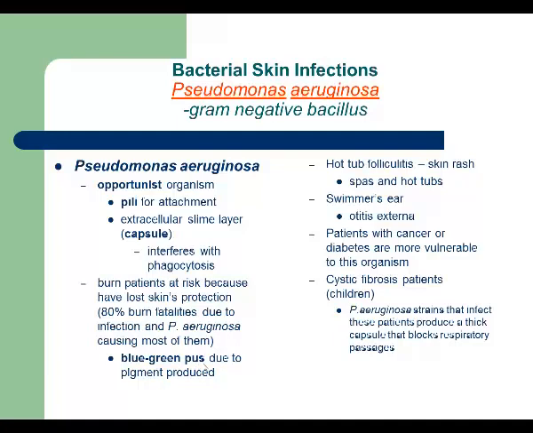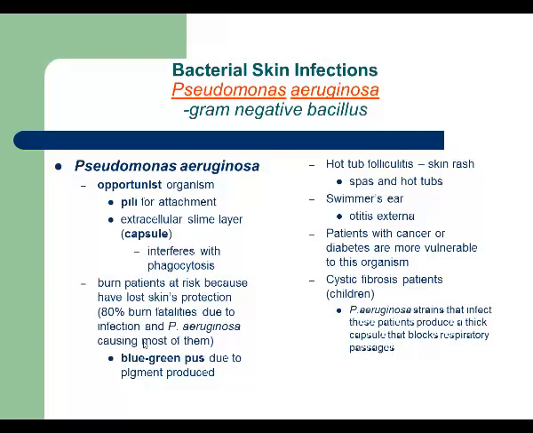It means if pus is produced as a result of infection caused by Pseudomonas aeruginosa, that pus is going to have a blue-green color. As I said, because Pseudomonas aeruginosa is an opportunist, it usually infects already injured patients. And the number one problem today, Pseudomonas aeruginosa causes in burnt patients. As you see from this slide, 80% of burn fatalities are due to infection caused by Pseudomonas aeruginosa. Also, it can cause problems in patients with diabetes and patients with cystic fibrosis.